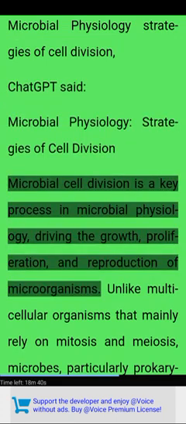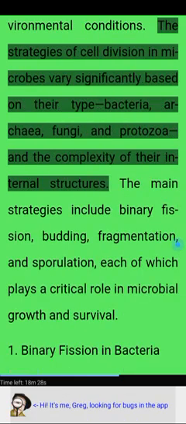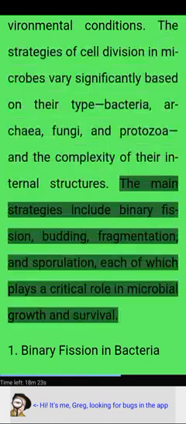Microbial cell division is a key process in microbial physiology, driving the growth, proliferation, and reproduction of microorganisms. Unlike multicellular organisms that mainly rely on mitosis and meiosis, microbes, particularly prokaryotes, use a variety of division strategies adapted to their unicellular nature and environmental conditions. The strategies vary significantly based on their type, bacteria, archaea, fungi, and protozoa, and the complexity of their internal structures. The main strategies include binary fission, budding, fragmentation, and sporulation, each of which plays a critical role in microbial growth and survival.